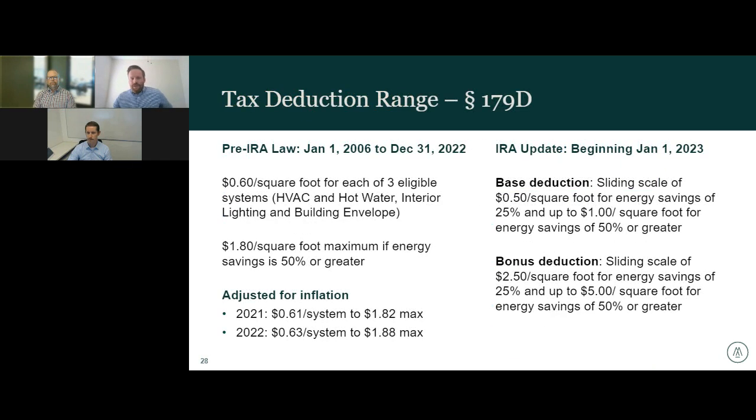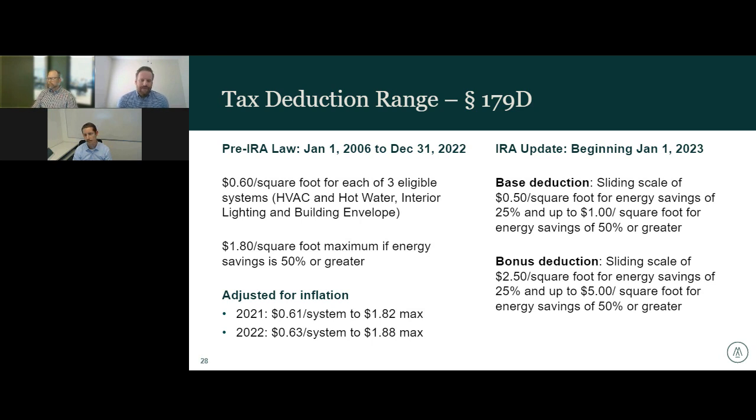All right, so the largest modification of 179D relates to the amount of the deduction and how those different amounts can be achieved. And so as you can see on the left side of the screen, the maximum deduction has been equal to $1.80 per square foot when you achieve energy savings of 50% or greater. And in the event you don't hit that 50% threshold, there are partial deductions available of 60 cents per square foot for each one of those 3 eligible systems.